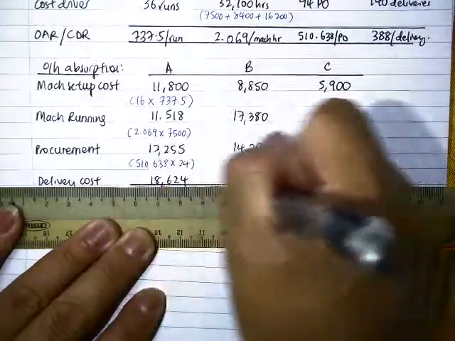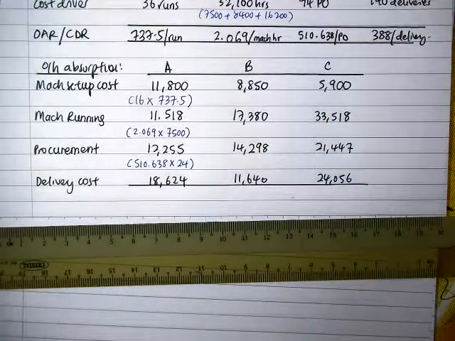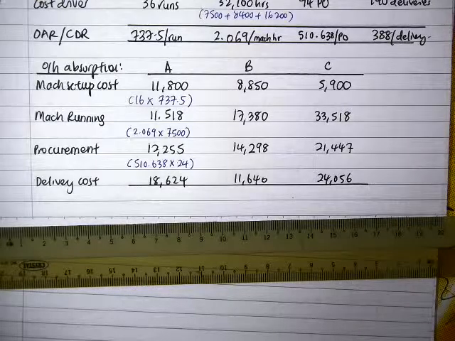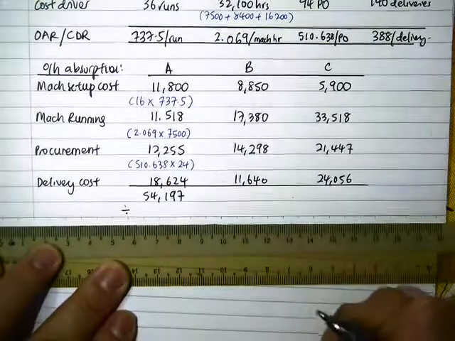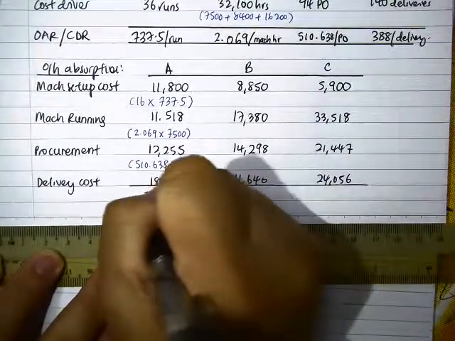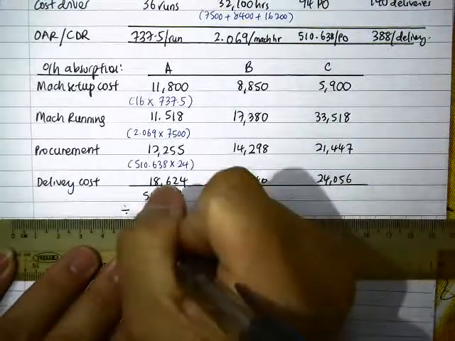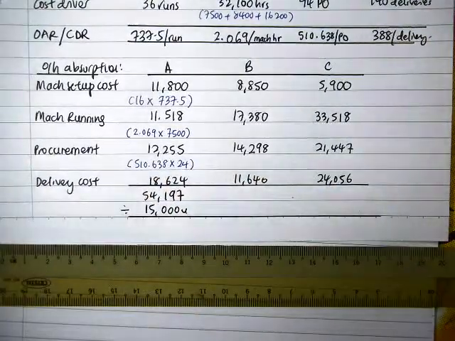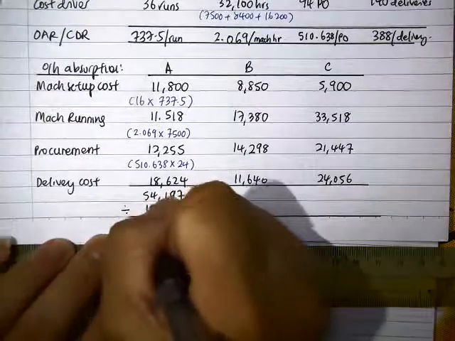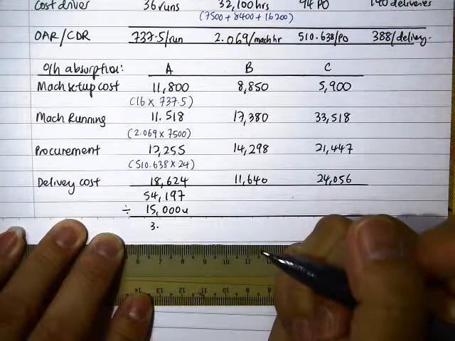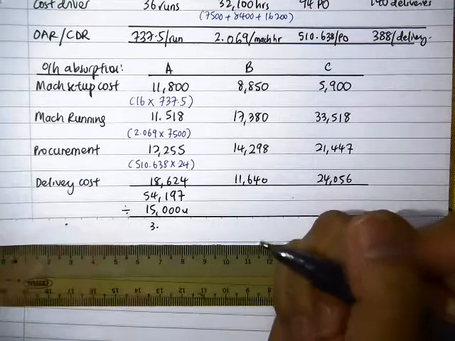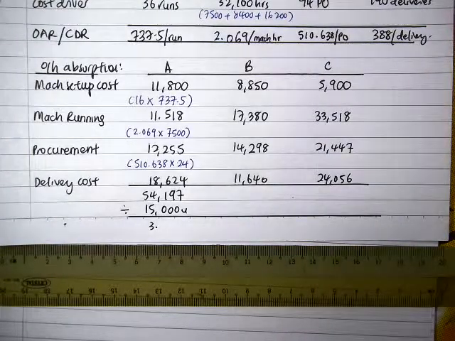So the overheads that we allocated to all the three products according to the activities consumed will come to 54,197 for product A, and we have 15,000 units for product A, right? So once you divide back by 15,000, you're going to get 3 point. Total correct.